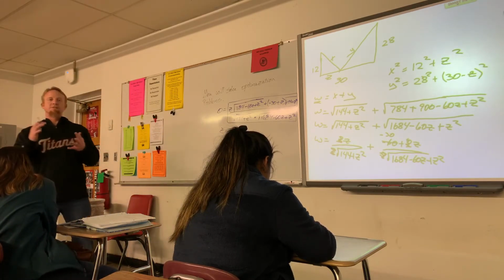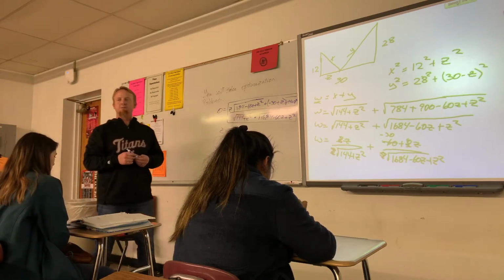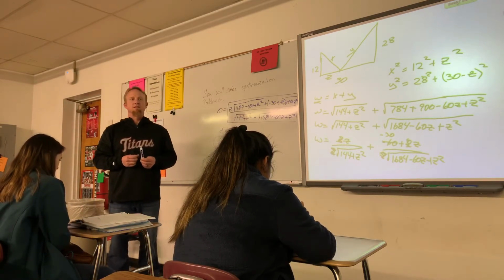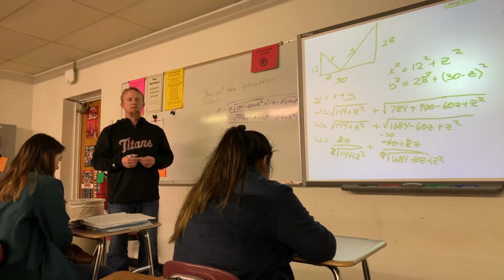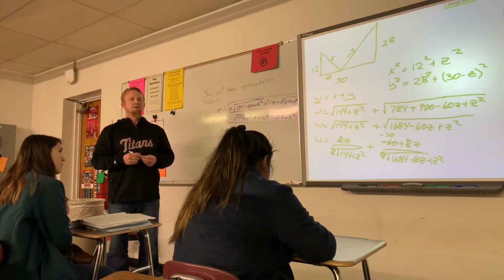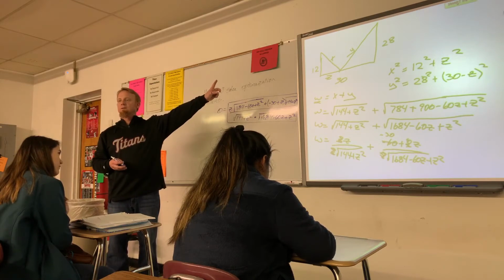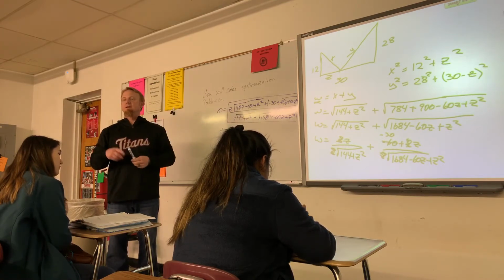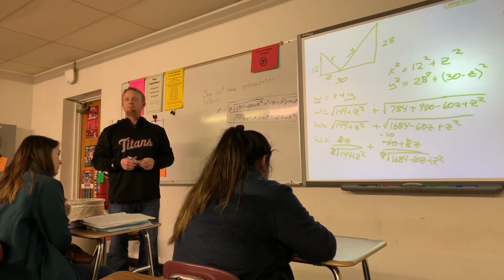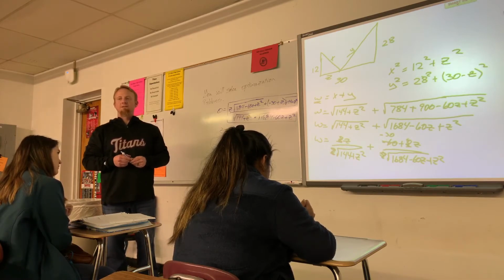And what are the limits of z? Somebody tell me, what are my domain limits on z? Could be 12 to 28. Nope. Look at the figure. Is it 1 to 30? 0 to 30. Less than 30. Well, I thought you can't have a stake at 0. Why not? That's where the pole is.